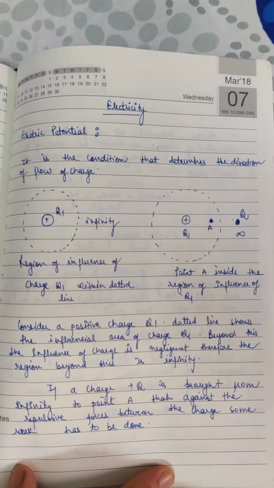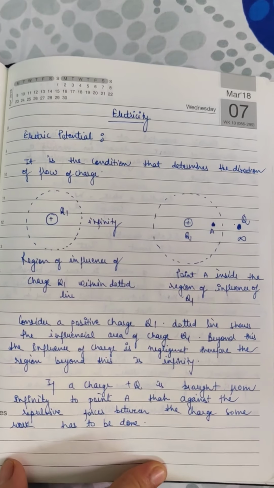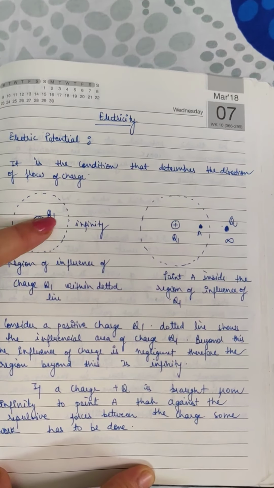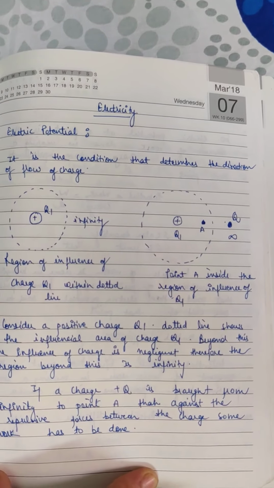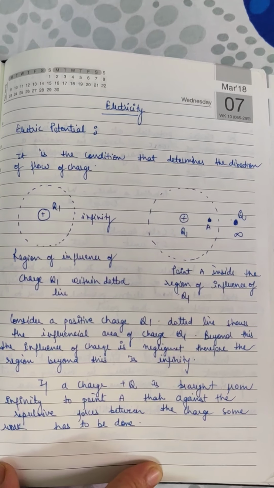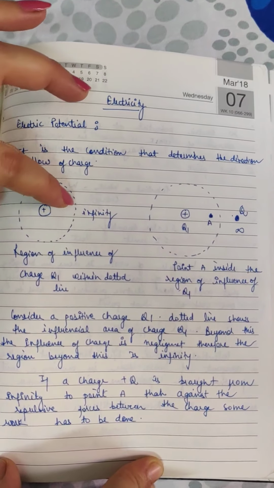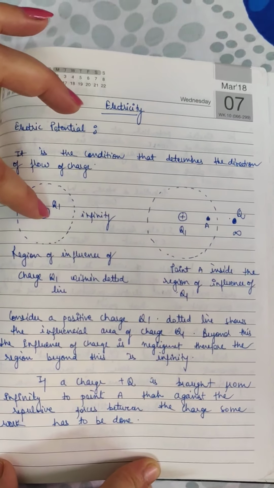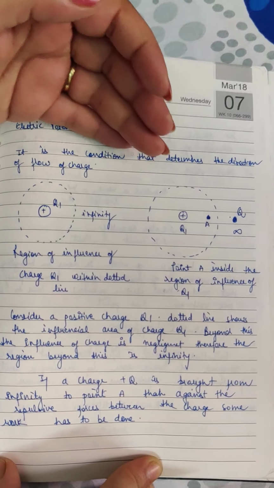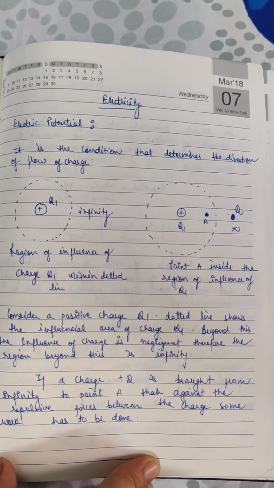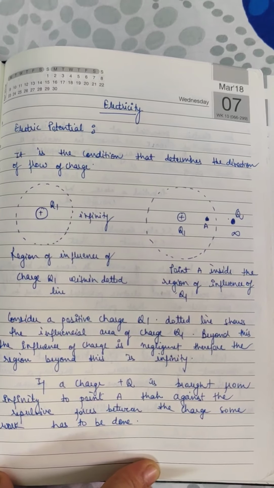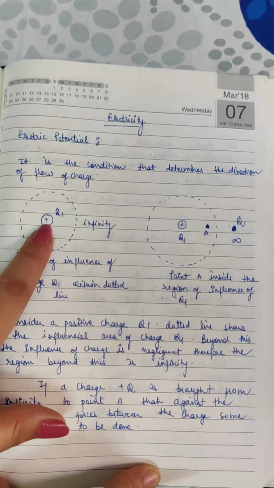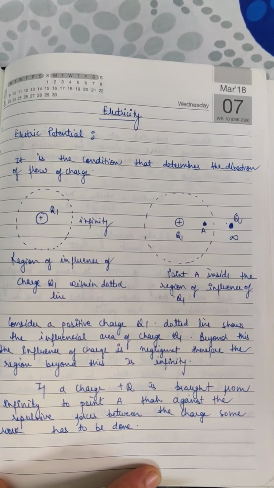Now what is electric potential? This is also a very important term. Look at the diagram over here. Suppose we have a positive charge Q1 and this dotted region is the influential area of this charge. That means from this dotted line to the inner side, this positive charge has its influence, and beyond this dotted area its influence is almost negligible.